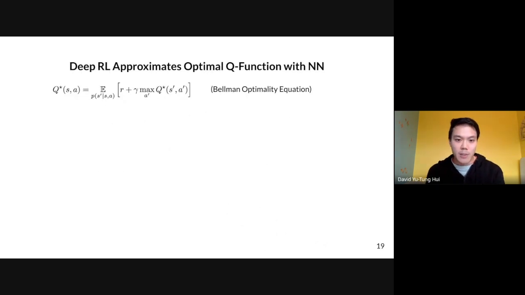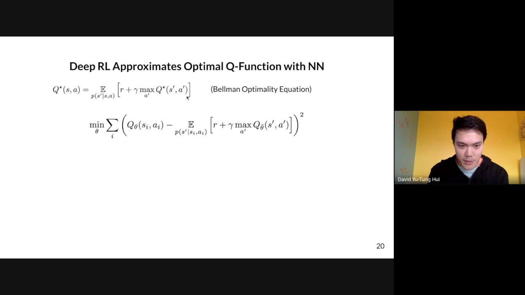What you want to do in deep Q-learning is learn a Q function that tries to approximate the optimal Q function. That's because when you've learned the optimal Q function, that tells you how to act optimally, as I've explained in the previous slide. So we take this equation, which is called the Bellman optimality equation, because the Q function corresponds to the optimal policy. And then what we typically do in deep RL is learn a Q function that essentially satisfies this equation. In other words, we want the Q function to be consistent with itself with respect to this equation.